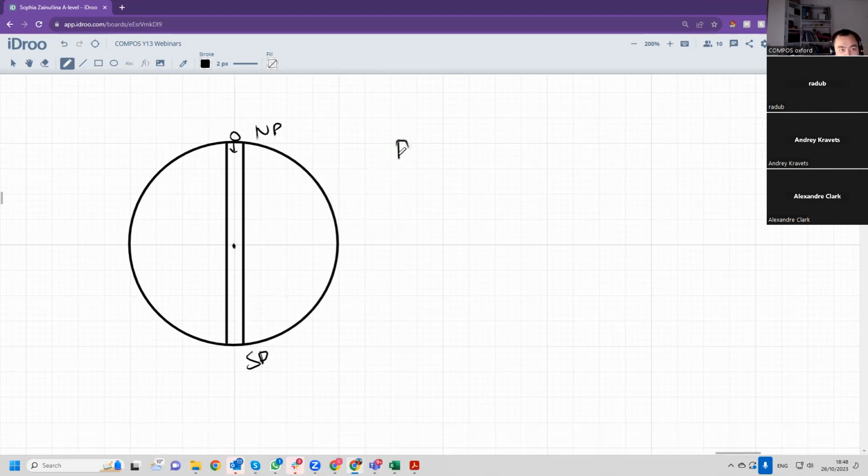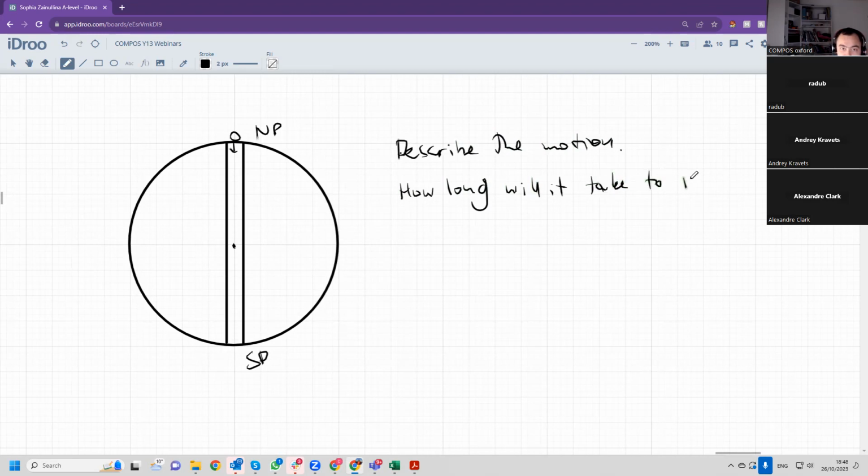So describe the motion. How long will it take to reach the center of the planet?